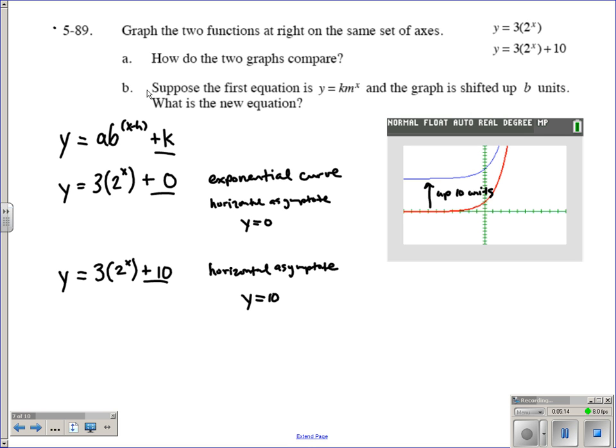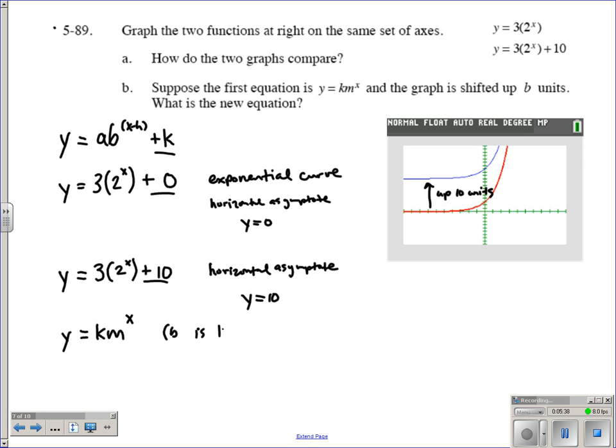So letter B says, suppose the first equation is y equals k times m to the power of x. So this is like our first equation up here. And the graph is shifted up b units. What is the new equation? Well, remember, b is like our k.